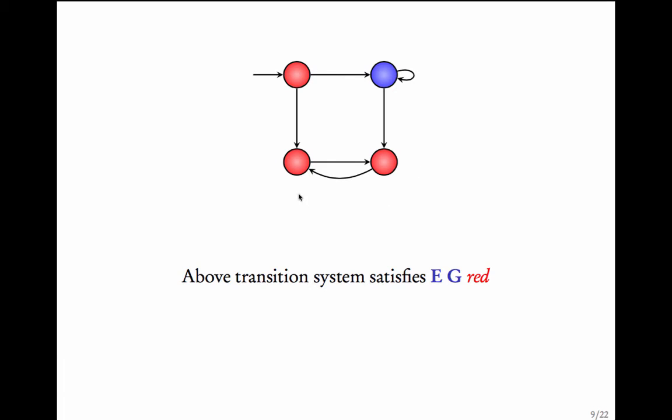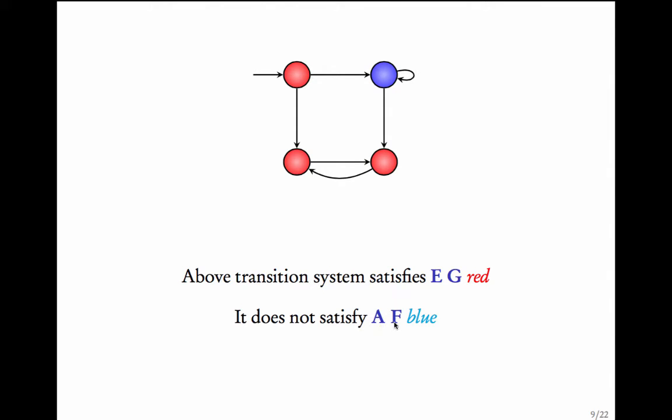Look at this. There exists a path where all the states are red. Correct? So, E G red is true in this state. Hence, the transition system satisfies E G red. Note that it does not satisfy A F blue. Let us see what it means.